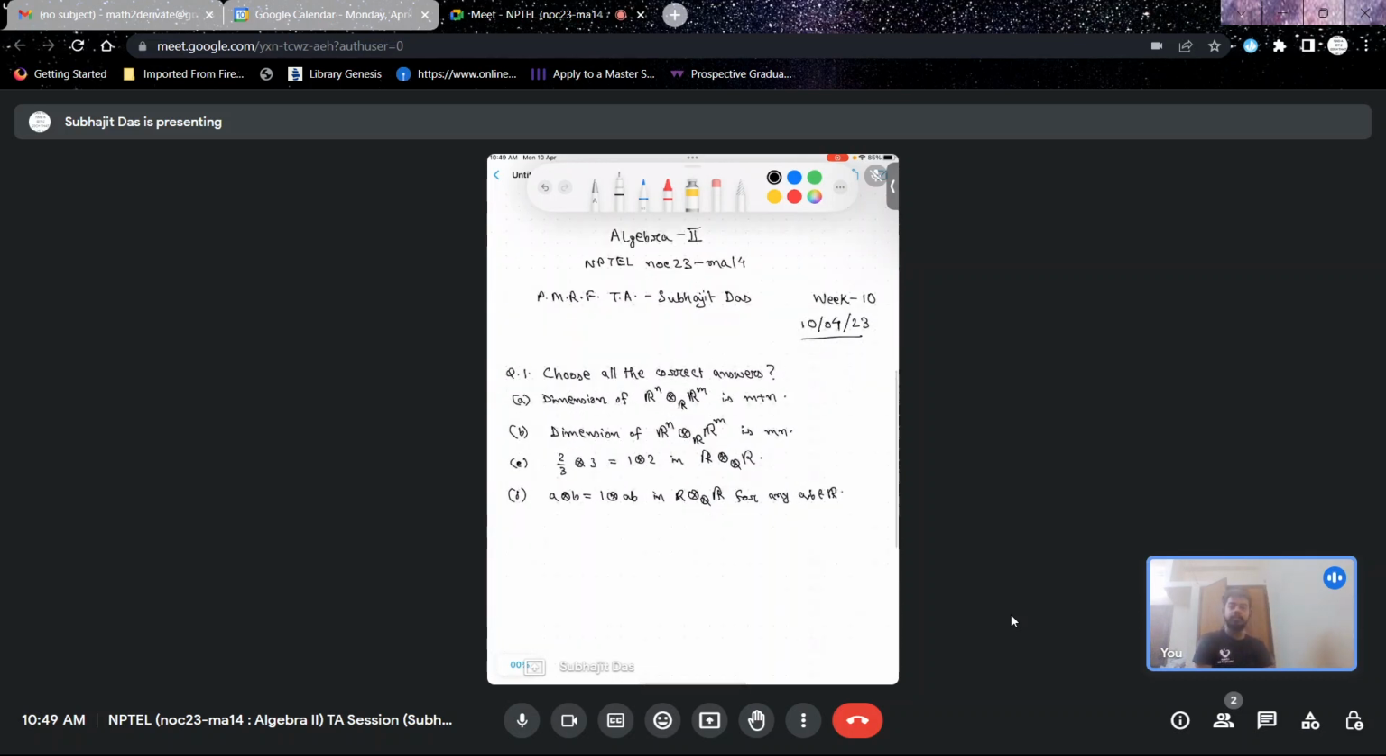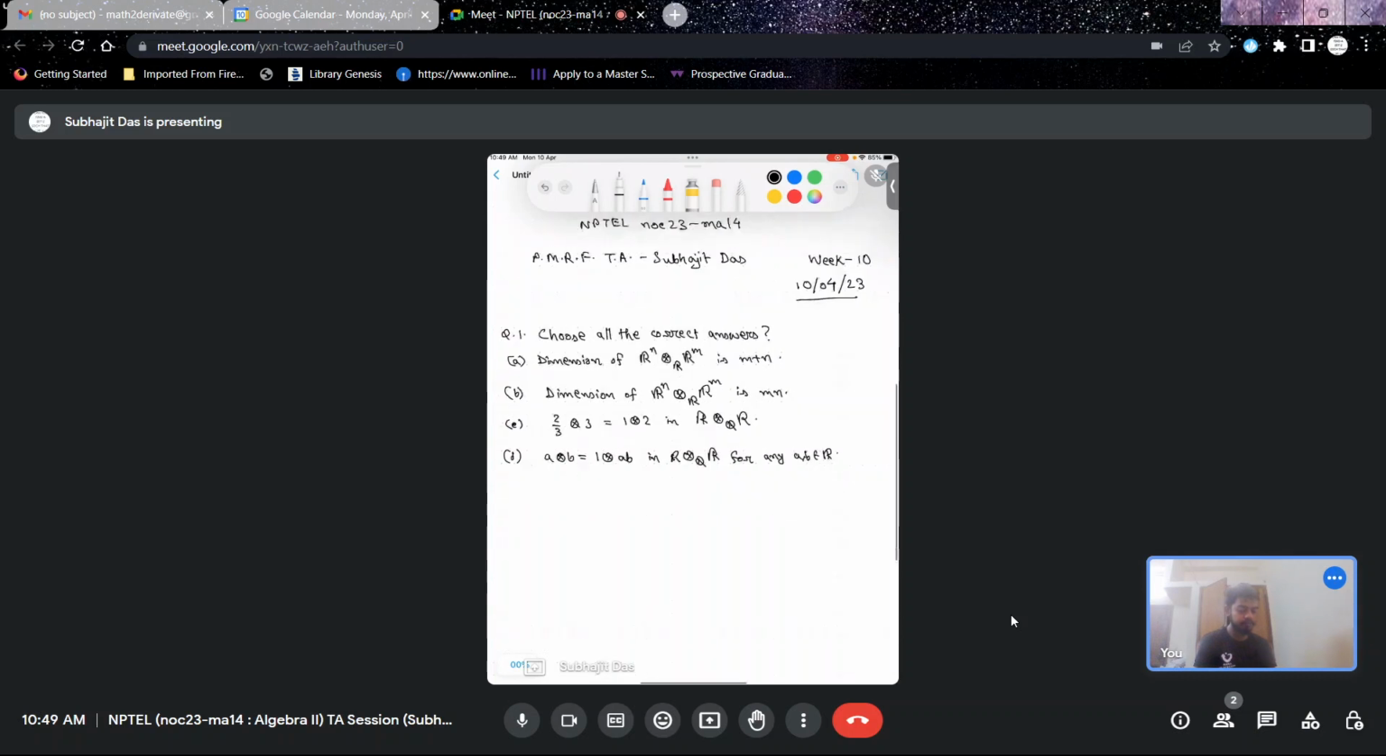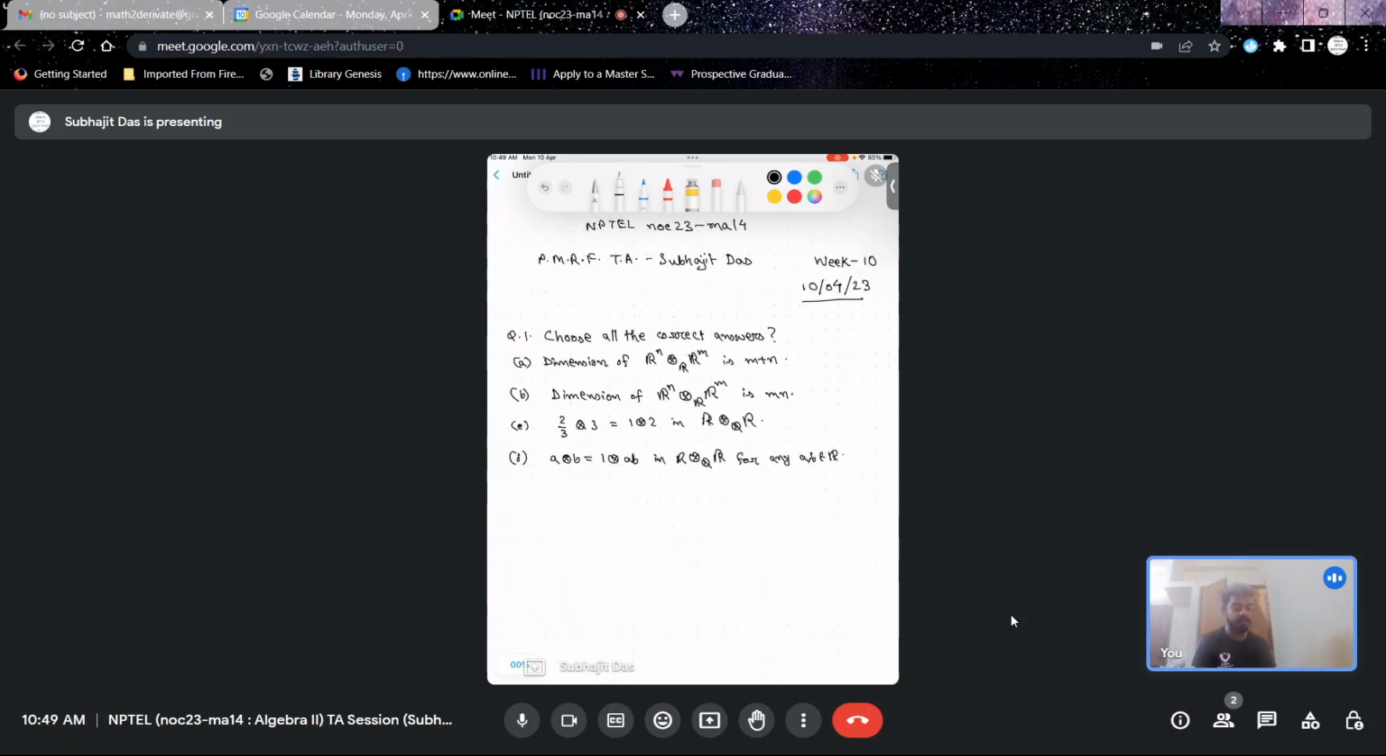Okay, so this week you have been continuing with your study of tensor products and some of their properties. Tensor products of modules over a ring and some of their properties. So we'll continue doing this. So let us read the first question. The first question says that you have to choose all the correct answers from these four options.